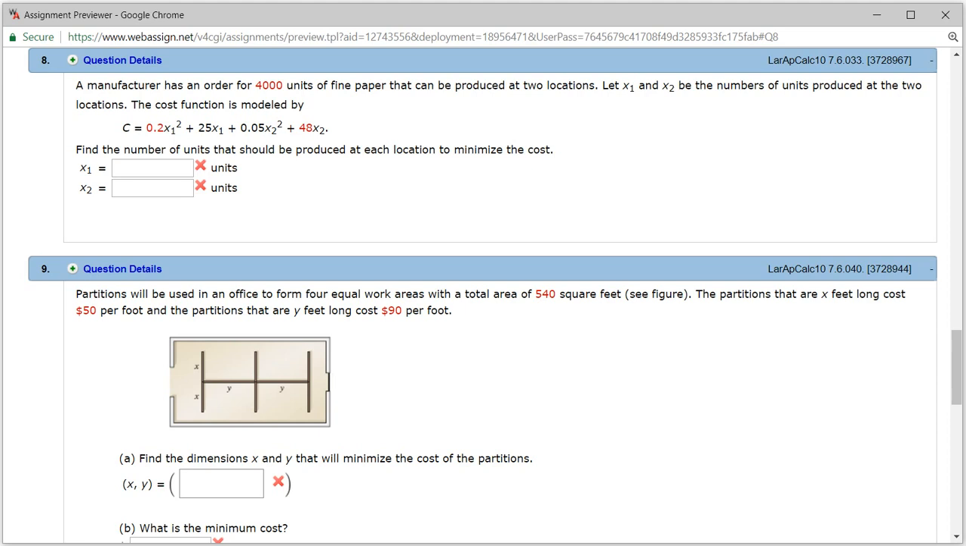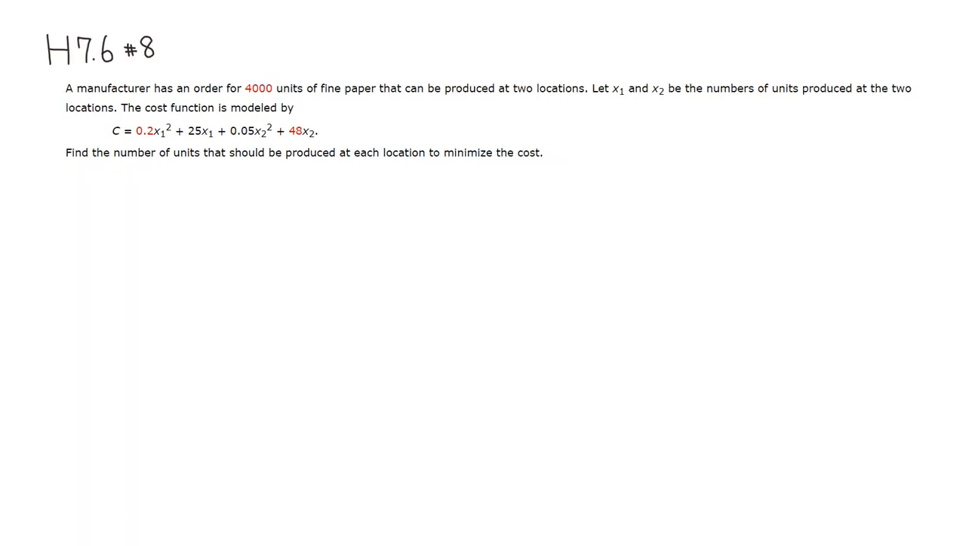All right, let's look at homework 7.6, problem number 8. A manufacturer has an order of 4,000 units of fine paper. x1 and x2 are the number of units produced at the two locations, and the cost function is given, and we want to minimize the cost. All right, so let's do that.